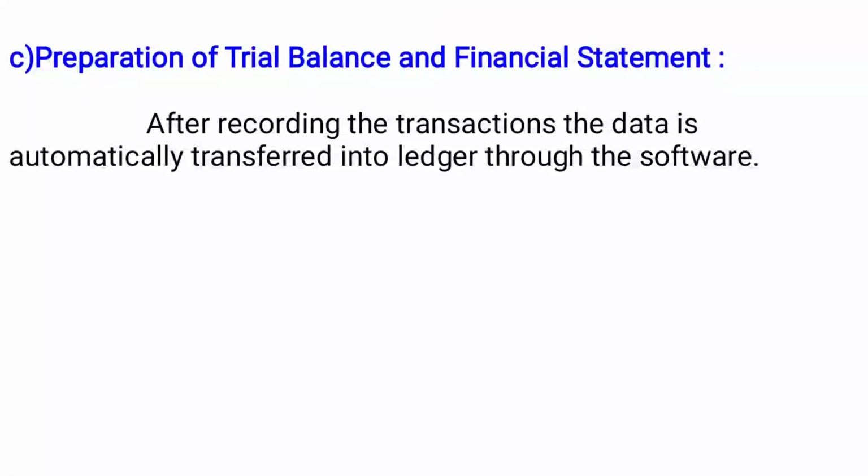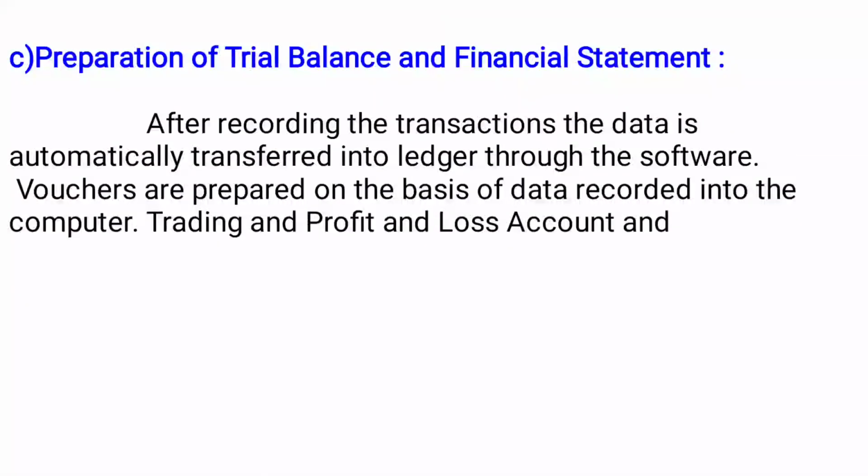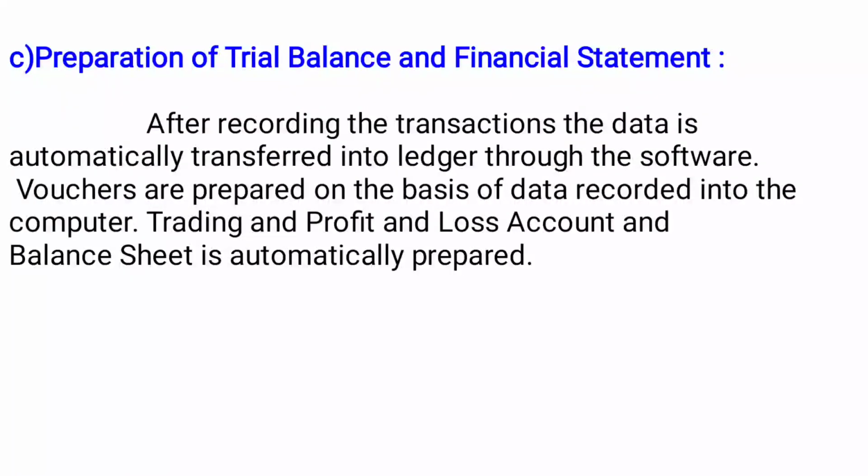Next one, preparation of trial balance and financial statement. After recording the transaction, the data is automatically transferred into the ledger through the software. Vouchers are prepared on the basis of data recorded into the computer. Trading and profit and loss account and balance sheet are automatically prepared. A firm prepares various reports and statements with the help of a computerized accounting system.